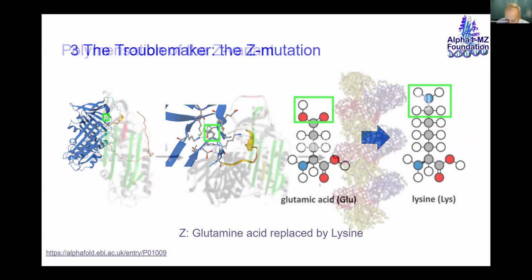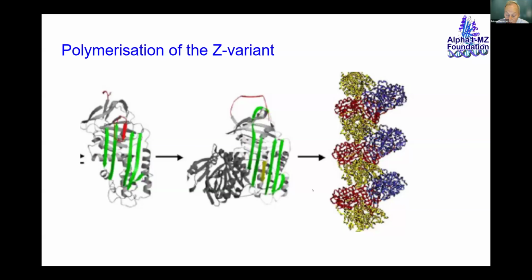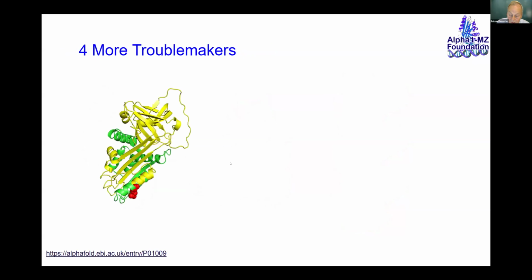The trouble is that the protein becomes sticky, causing it to clump together. And that's what we call polymerization. Other broken proteins lump together too. And this is the most well-known cause of alpha-1. But there are more troublemakers.